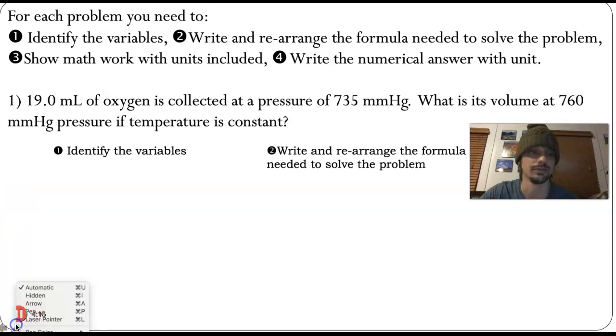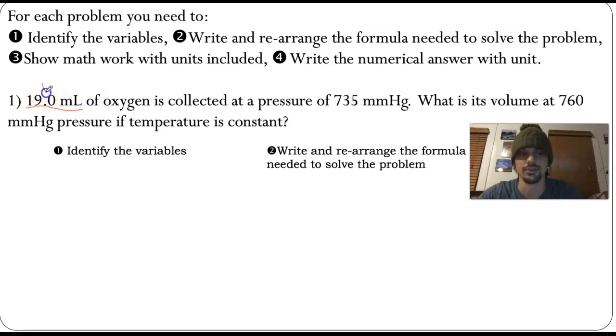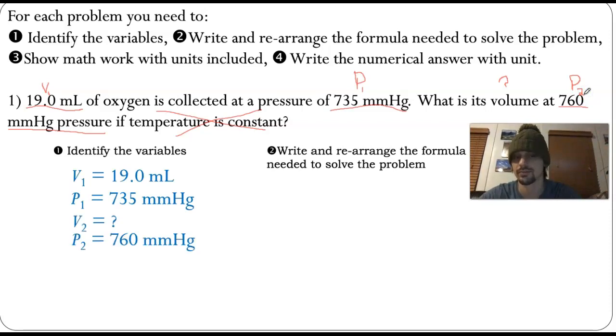All right, so the first thing I do, read through this and identify my variables. 19 milliliters, what is that? That is a volume of oxygen that is collected at a pressure of, there is my pressure. What is the volume? So that's what I'm looking for at 760 millimeters mercury pressure. So this is my new pressure. Okay, so it looks like temperature is constant here, so I don't need to worry about temperature. And I'm just looking at volume and pressure. So I'm going to call this V1, this P1, and this P2. So it looks like I'm looking for V2. So I've identified my variables. Step 1.